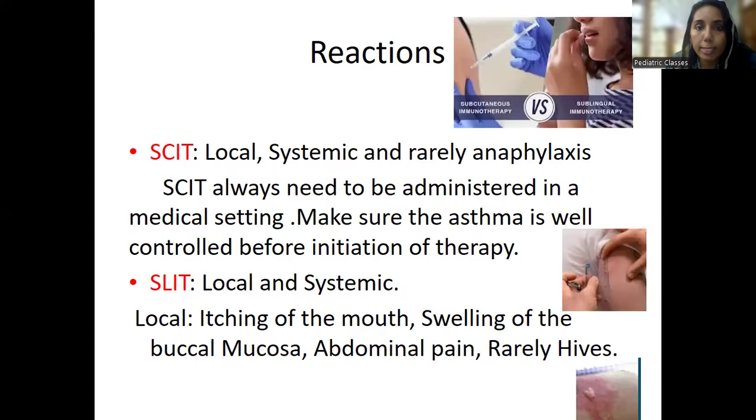Reactions: SCIT and SLIT both have reactions. SCIT has local, systemic, and anaphylaxis risk. So always make sure that SCIT is given in a medical setting. Make sure the asthma is very well controlled before the initiation of therapy. Whereas SLIT also has local and systemic reactions, but mostly they are local, with itching of the mouth, swelling of the buccal mucosa, abdominal pain, rarely hives, etc.